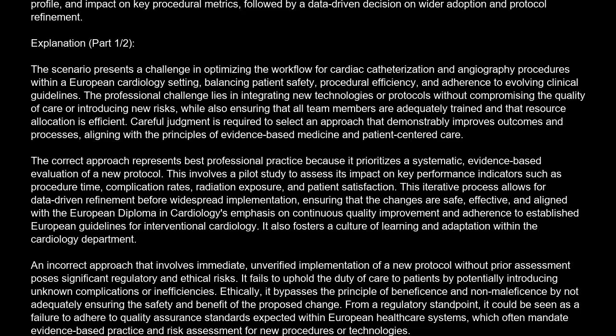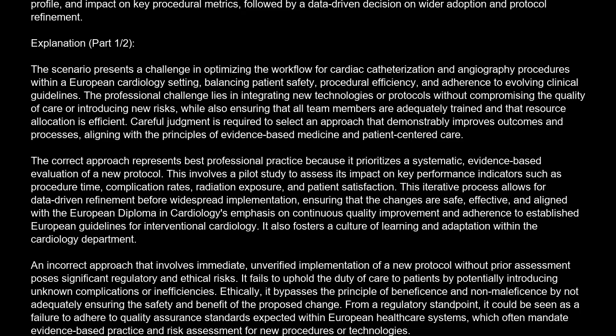Careful judgment is required to select an approach that demonstrably improves outcomes and processes, aligning with the principles of evidence-based medicine and patient-centered care. The correct approach represents best professional practice because it prioritizes a systematic, evidence-based evaluation of a new protocol. This involves a pilot study to assess its impact on key performance indicators such as procedure time, complication rates, radiation exposure, and patient satisfaction.